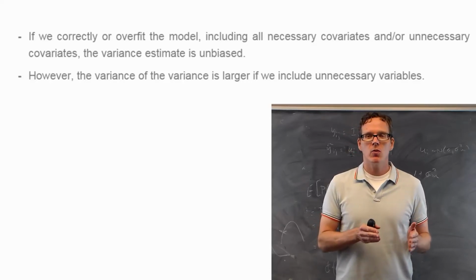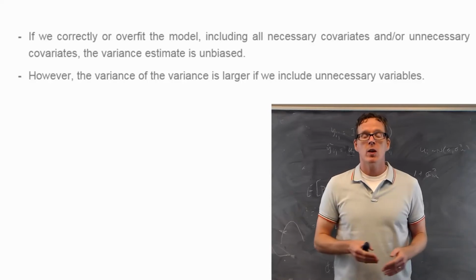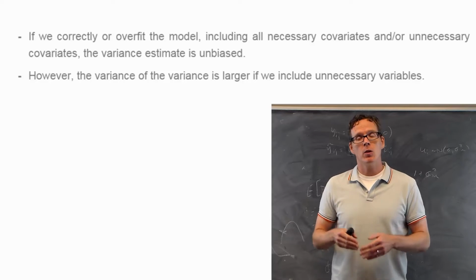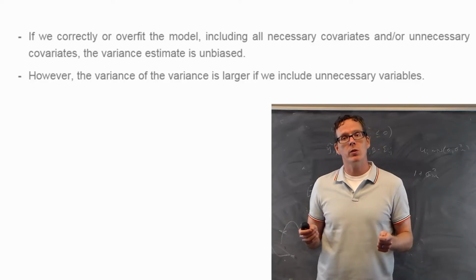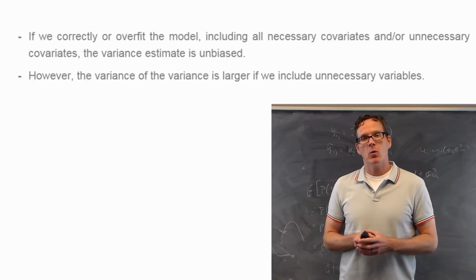So it's actually kind of the same rule. If we omit variables, as we discussed before with coefficients, then we get bias. If we include variables, then we get a less reliable estimate. So it's roughly the same impact going on.